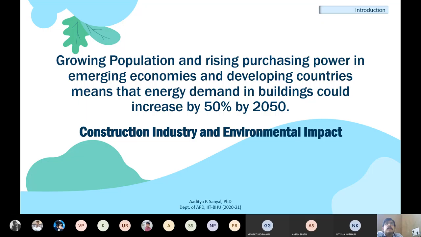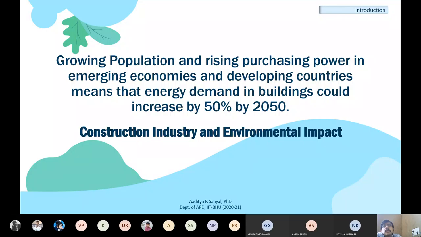So the growing population and rising purchasing power in emerging economies and developing countries means that energy demand in buildings could increase by 50% by around 2050. Urbanization is one of the biggest reasons why this energy demand is increasing. And hence, around the beginning of this millennium, around the year 2000, the question of green buildings and sustainability came up in a very broad aspect.